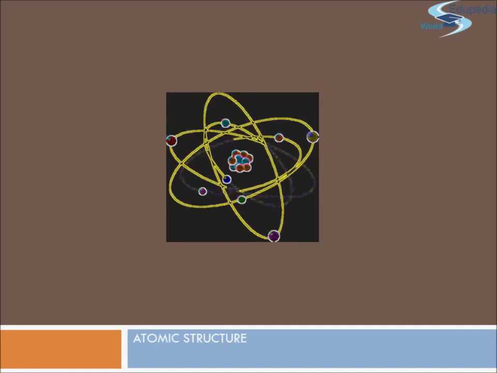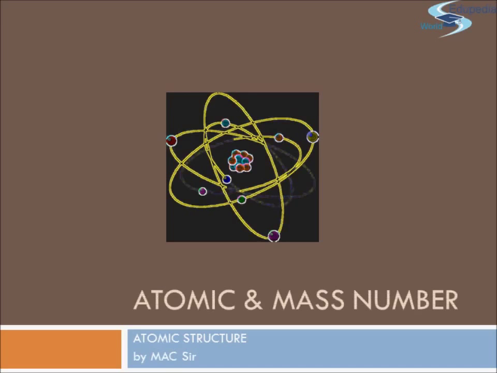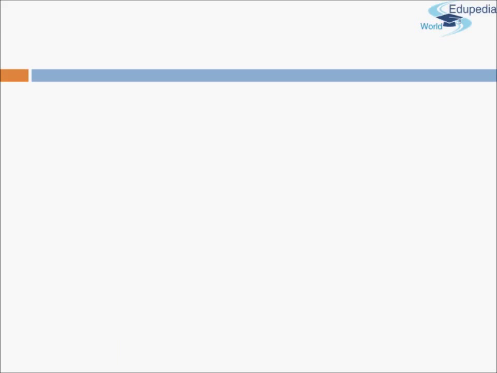So let's start with our topic of atomic structure. I am Manish Agrawal and in this session of atomic structure we'll discuss the terms atomic number and mass number. Okay. So what is atomic number? Well, first it is represented by letter capital Z.